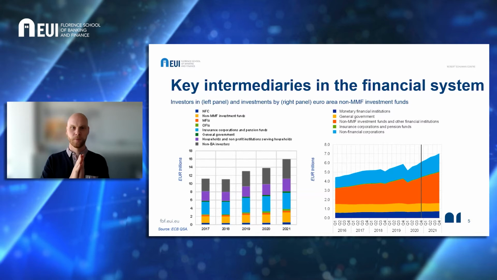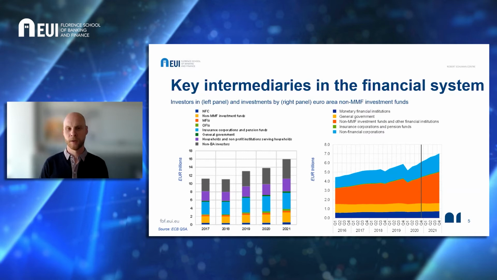At the right graph, I show you into which sectors the EU funds invest the money they have received from the investors. So this gives you an idea to whom, or to which sectors, funds provide an alternative source of funding. If you look at the graph, you now see that the red area is dominating. These are non-MMF investment funds and other financial institutions. So what does it mean? This means that funds invest predominantly in other funds. They collect money and invest it into other funds, so they make use of other funds to diversify their investments.